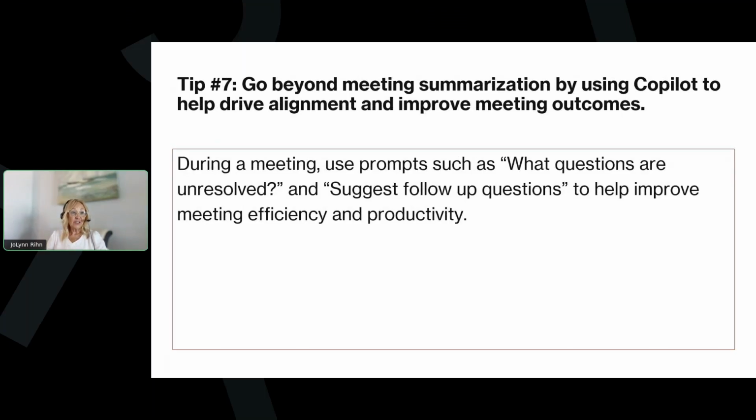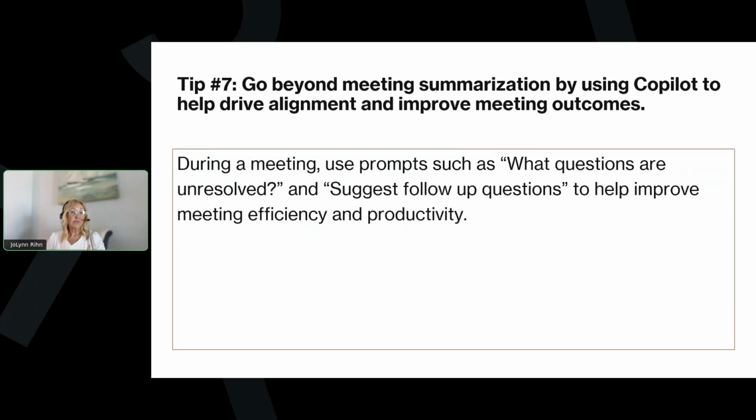So tip number 7 that you have, go beyond meeting summarization by using Copilot to help drive alignment and improving meeting outcomes. It can actually help you with creating the agenda. So it really helps us before, during, and after the meeting. And we're going to see some examples of that.